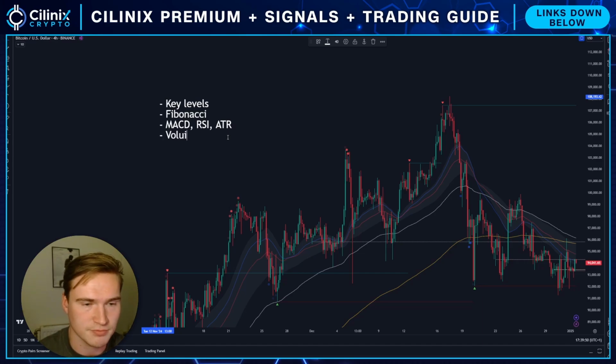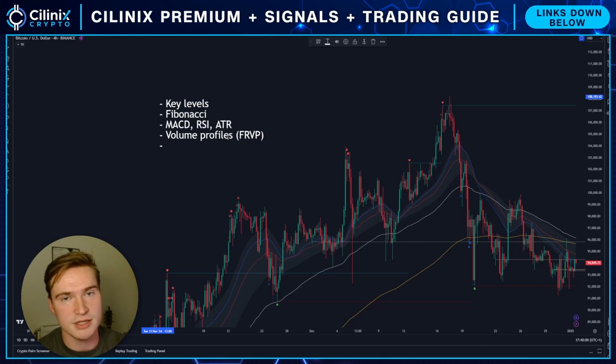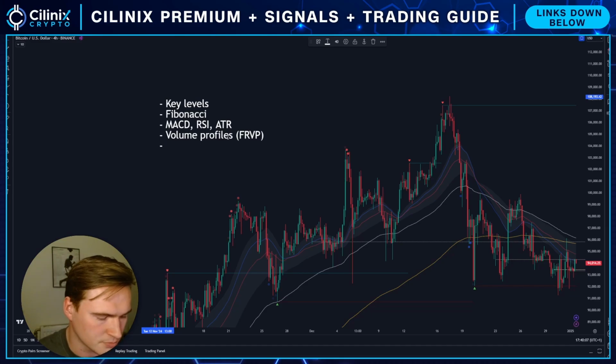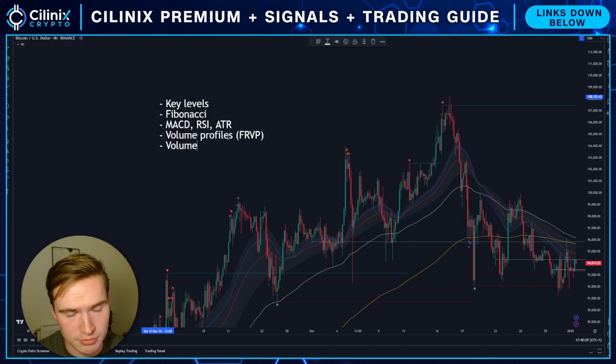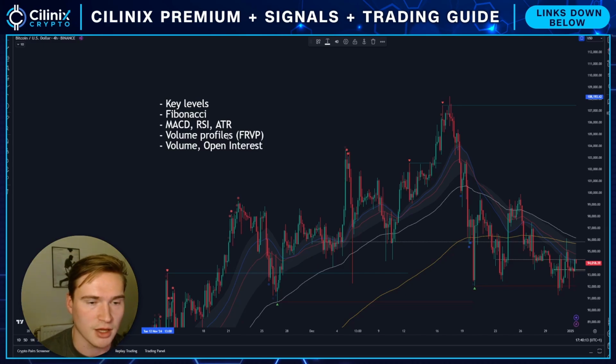Volume profiles. And then I specifically mean the fixed range volume profile, so FRVP. Amazing indicator, but it also will teach you more about how markets work and how markets behave. Volume in general. And then also open interest, find out what that is about. Very crucial topics in crypto.